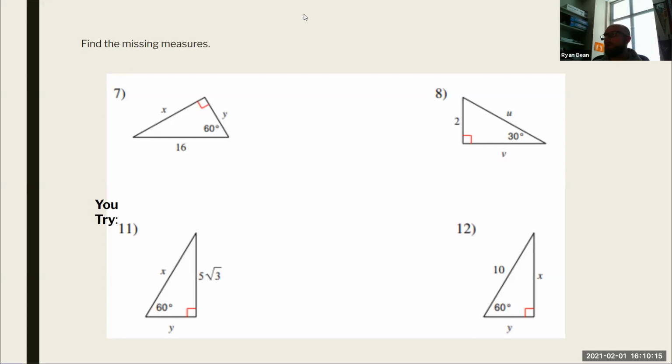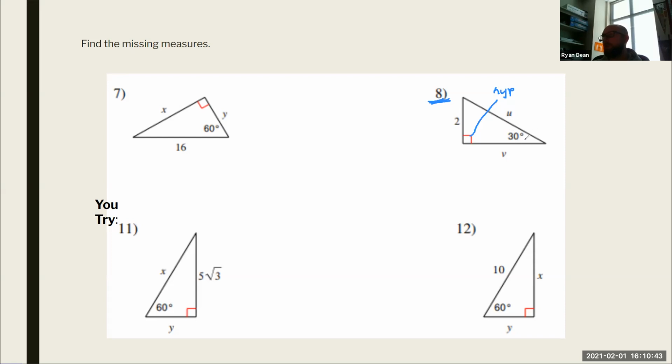Here we have some examples. We're going to start off with number 8, and the reason we're starting off with number 8 is because it's easy and we're going to work our way towards the harder ones. When you're given pictures, it's always easy to identify the hypotenuse, because the hypotenuse is always across from the 90 degrees.